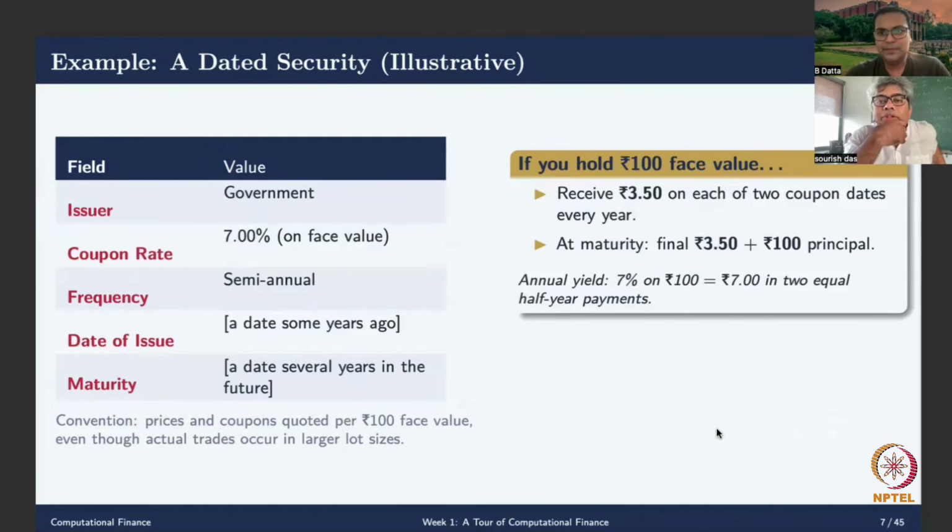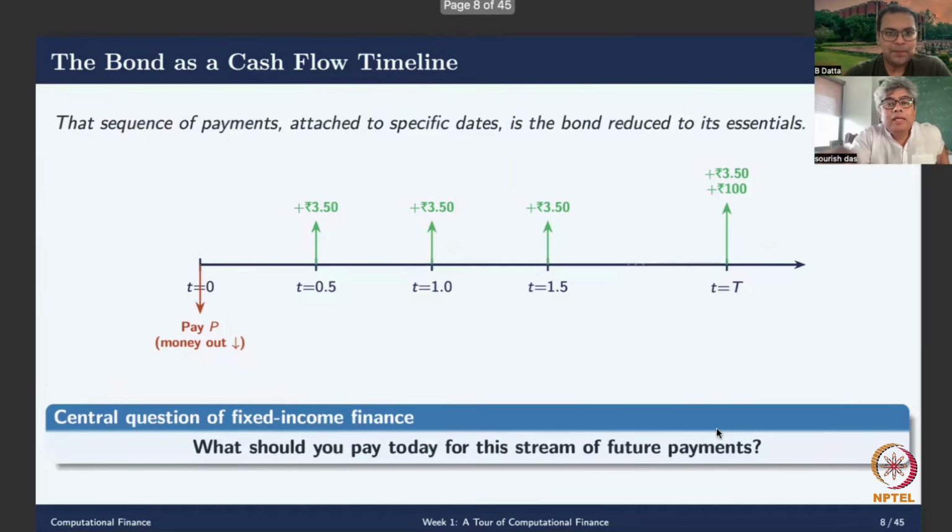So here is an example. If we hold a bond which has a face value of 100 rupees, it receives 3.5 rupees, 3 rupees 50 paisa, on each of the 2 coupon payments in every year. So basically, every year it pays about 7 rupees on the bond, and at maturity, it will pay the 3.5 rupees and the face value of the bond, which is 100 rupees, right? So typically, it will be like this.